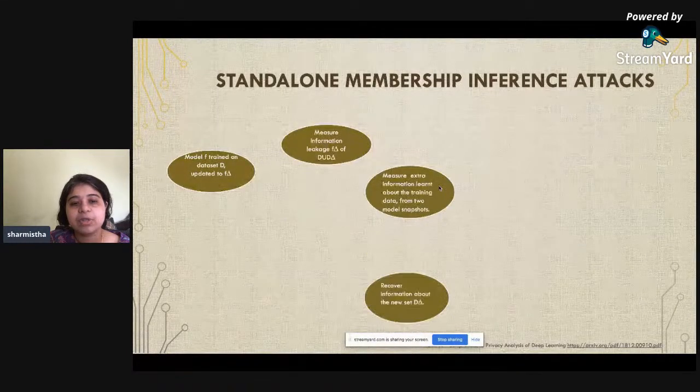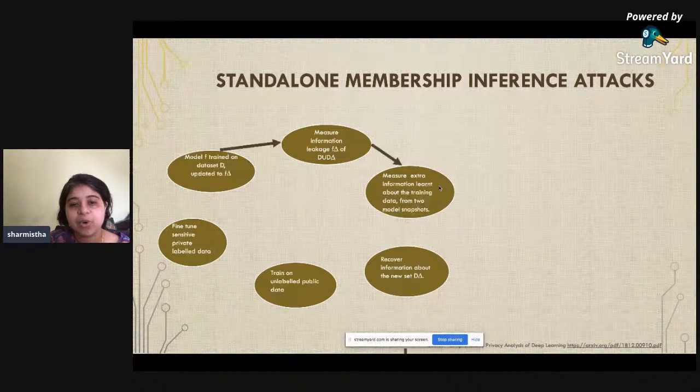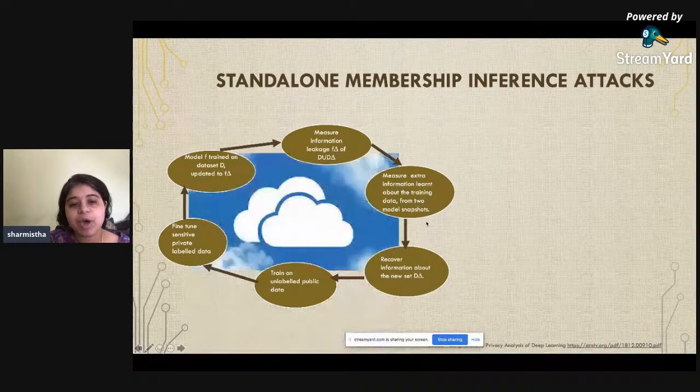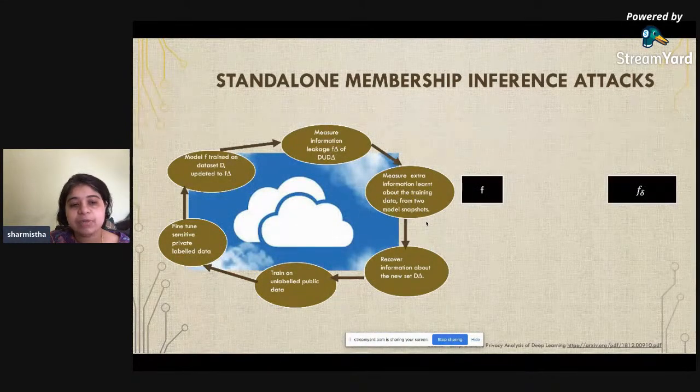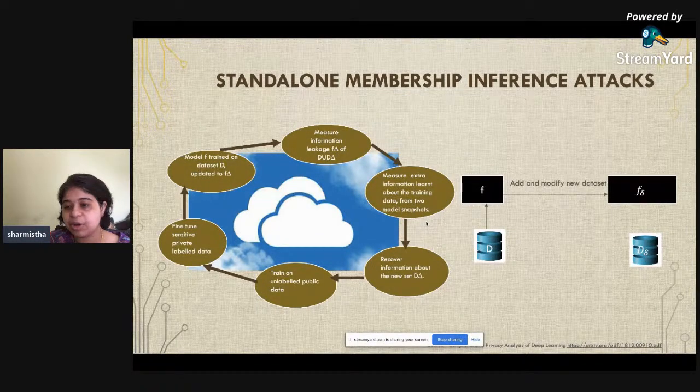And here you see what a standalone membership inference attack is. Don't go into the details of the picture, just listen. There are two models deployed on the cloud. One is trained with data D, another with data D plus some change in the data set. So there are two models, F and F delta. One is trained with D, as you see on the right hand side of the figure, and another with D delta.